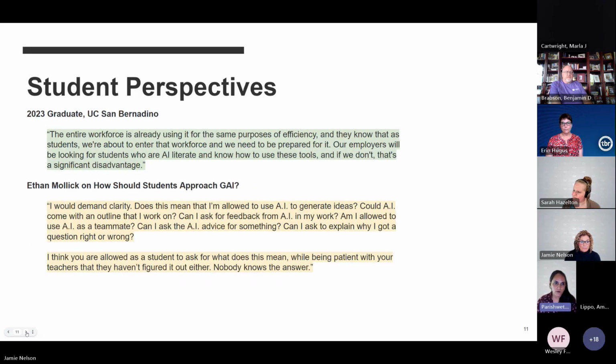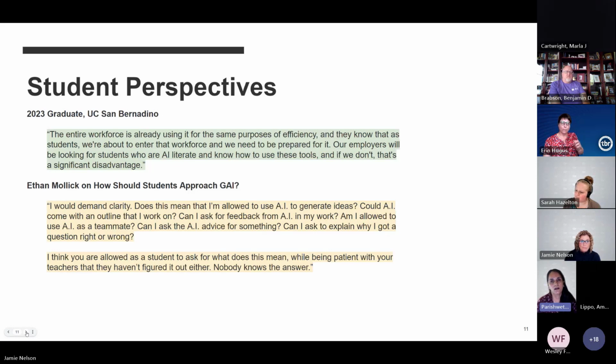A recent graduate from University of California, San Bernardino, said that basically the entire workforce is already using it, by it meaning AI tools, for the same purposes of efficiency. And they know that as students, we are about to enter that workforce and we need to be prepared for it. So by they, he means our employers. Our employers will be looking for students who are AI literate and know how to use these tools. And if we don't, that's a significant disadvantage.